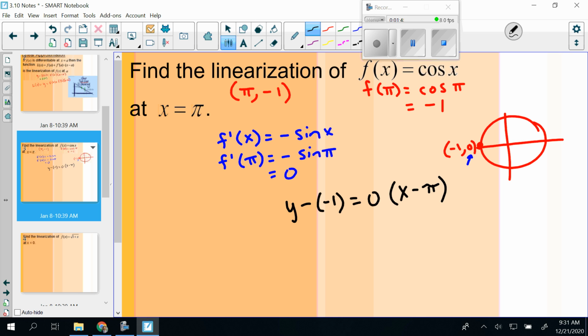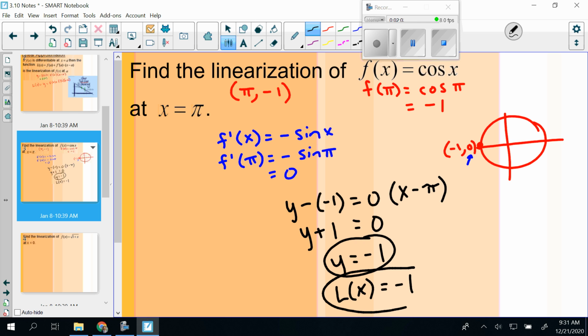Well, 0 times all of this is just 0. This is the same as y plus 1. And so our equation here is this. So our linearization function would be this. If they wanted you to write it out as a function here, L of x would equal just -1.